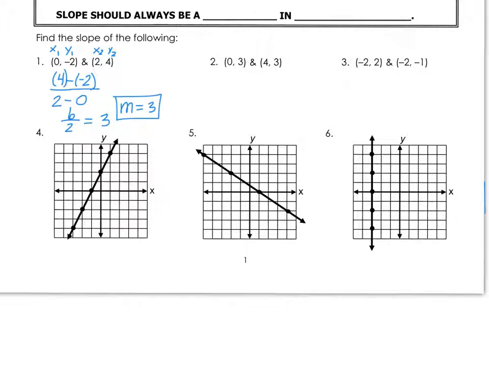So that's how we use the slope formula. A couple of key things to remember are that you always have to go back to the same point, and I highly suggest writing x1, y1, x2, y2 above the points. Okay, now we're going to do 4 together, and then the rest will be for you to do.